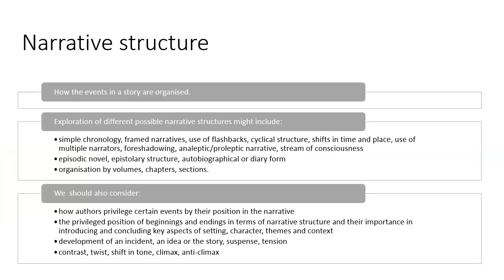Okay. So we're going to start with narrative structure. The Handmaid's Tale has a really, really interesting structure. There's nothing at all simple about it. The first bullet point there says simple chronology. That's not true of The Handmaid's Tale. We're going to look at all of these things and I'd like you to make notes as I speak.